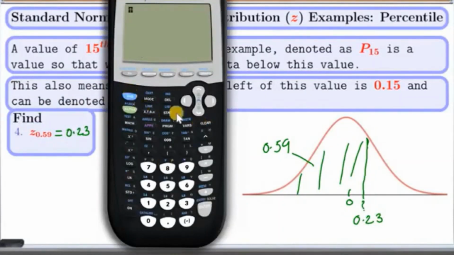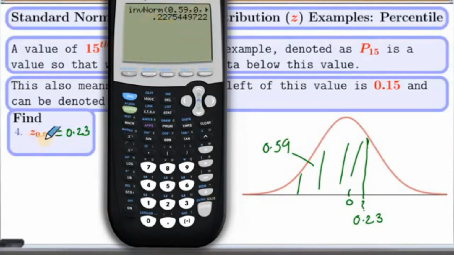Now let me show you how to find this value here in a calculator. So for that, go to second distribution. We'll need inverse norm. For that, use this arrow key to go down to number 3, then hit enter. So we'll be using area to the left, which is 0.59. Then mean is 0 and standard deviation is 1. Then hit enter and enter. So this is what we got using table also.